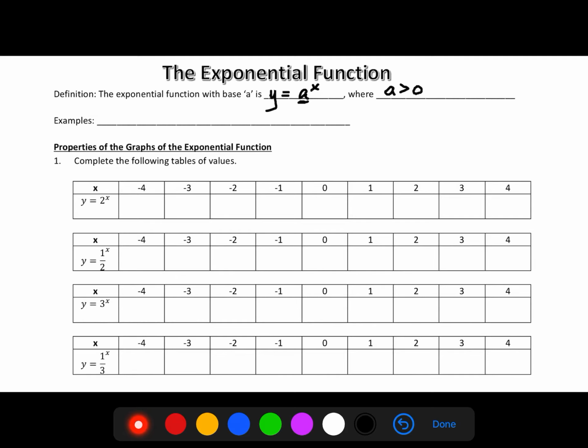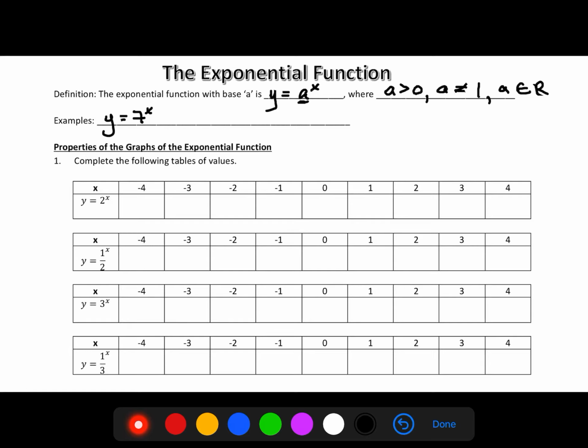Now, there are some limitations on the value of a. A has to be greater than 0. If we had a negative base, we would alternate between negative and positive answers, which wouldn't give us a nice graph. And a cannot be equal to 1, because then our answer would always be the same. So a cannot be equal to 1. Other than that, a can be any real number.